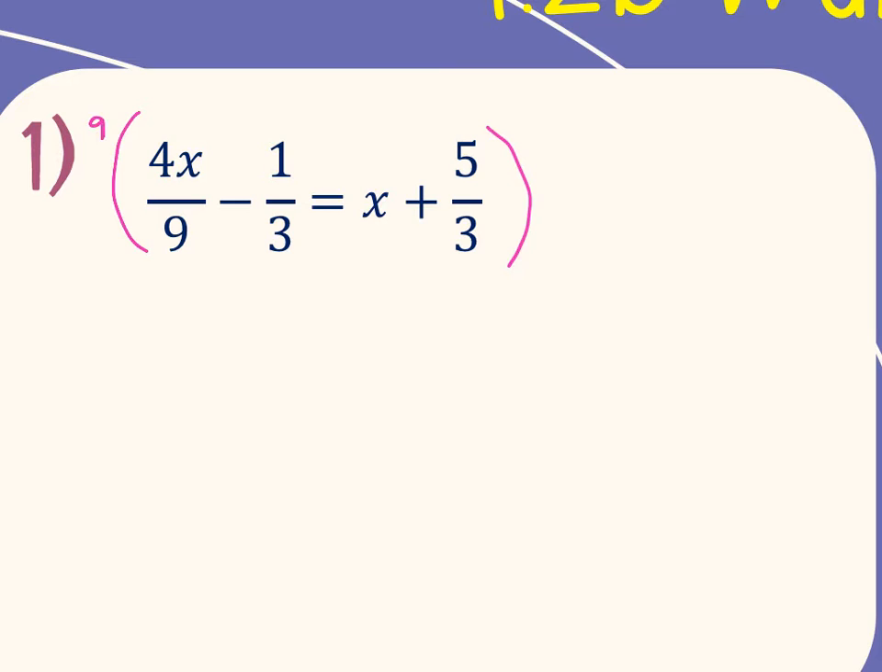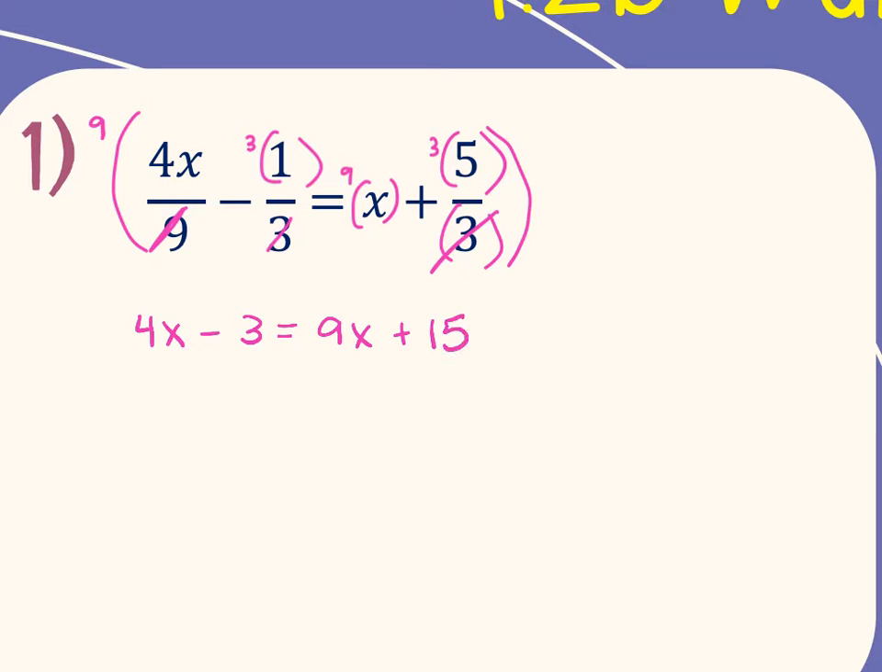9. So I've got to multiply each of these by 9. The 9's going to cancel here. 3 goes into 9 3 times, so I'm going to multiply 3 times 1. 9 gets multiplied by the x, and 3 goes into 9 3 times, so I'm going to multiply the 3 times the 5. So I end up with 4x minus 3 equals 9x plus 15.